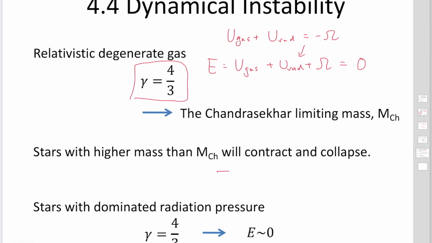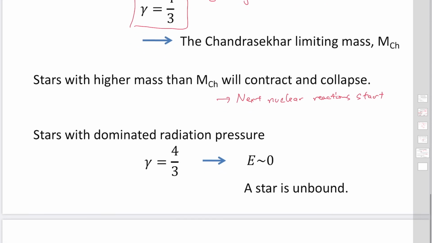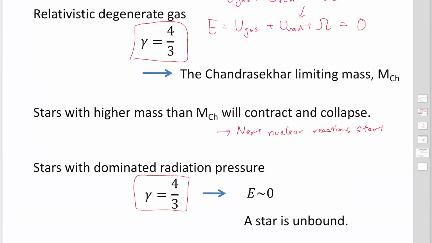Then next, nuclear reactions start. For a star dominated by radiation pressure, gamma is also 4 over 3. So in this case also the total energy E is nearly 0. The star is unbounded. In this situation the star becomes dynamically unstable. Okay, this is the end of this session.